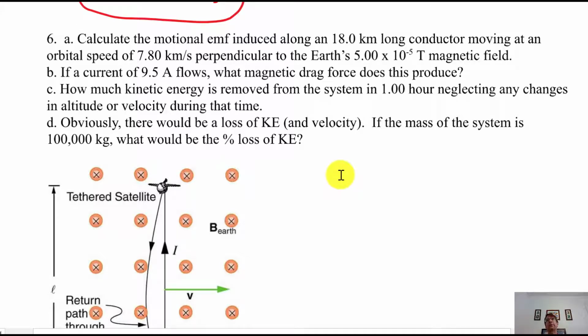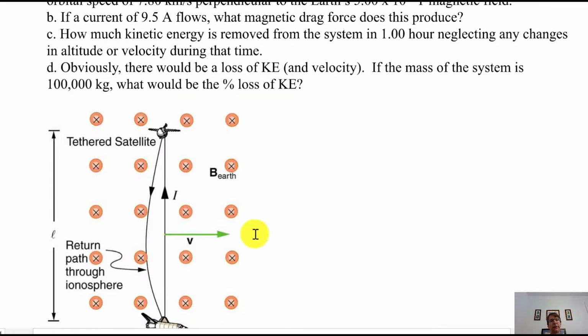The Earth's magnetic field goes out into outer space. So in this particular diagram, all these X's represent the Earth's magnetic field at a location where the shuttle is attached to some kind of satellite, and it's pulling that wire across that magnetic field. It's basically an application of the motional EMF. So once again, we're going to substitute in E equals BLV.